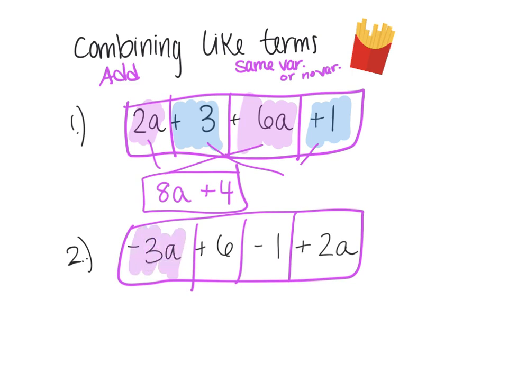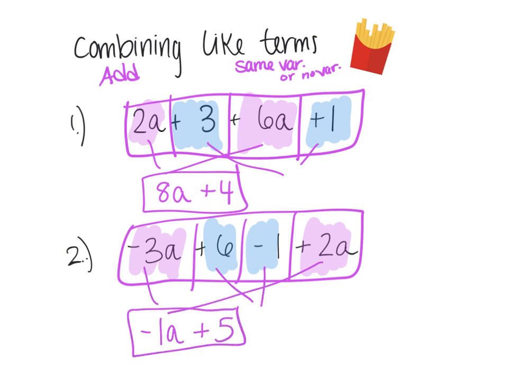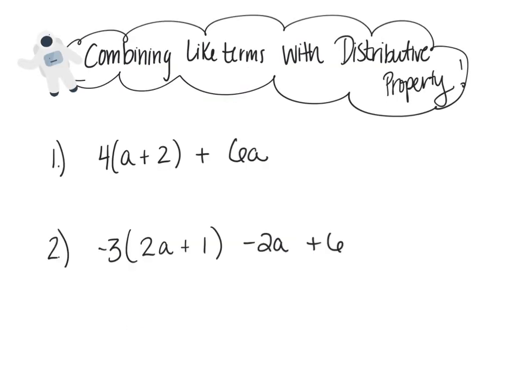We can combine -3a and +2a, and we can combine 6 and -1. So -3a plus 2a is -1a, and 6 plus -1 is +5, so plus 5. That's it.